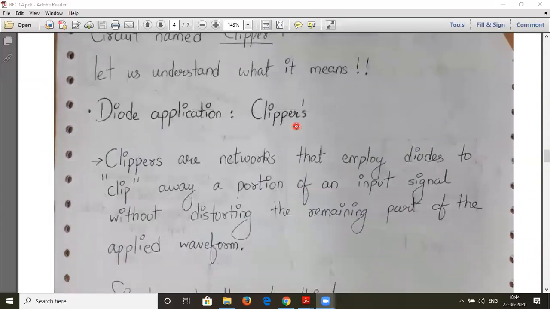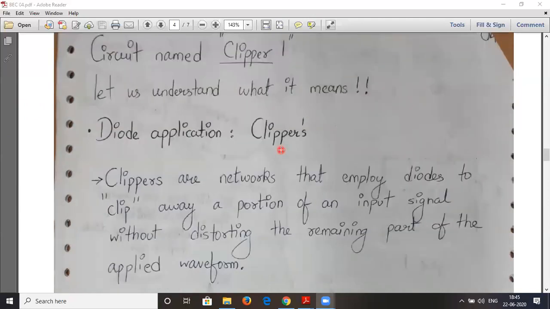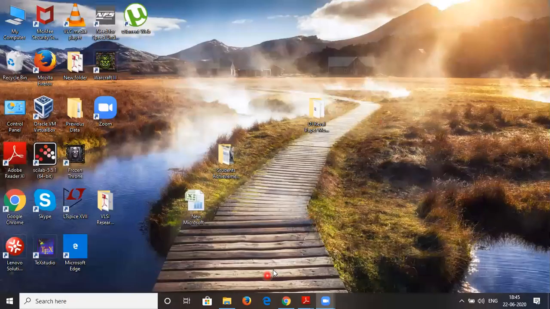So let us see the formal definition. Clipper circuits are networks that employ diodes to clip away a portion of an input signal without disturbing the remaining part of the applied waveform. So that's what a clipper circuit means. To understand the clipper circuit a little more, we have to understand something called the constant diode voltage model. So let us try to understand this point.